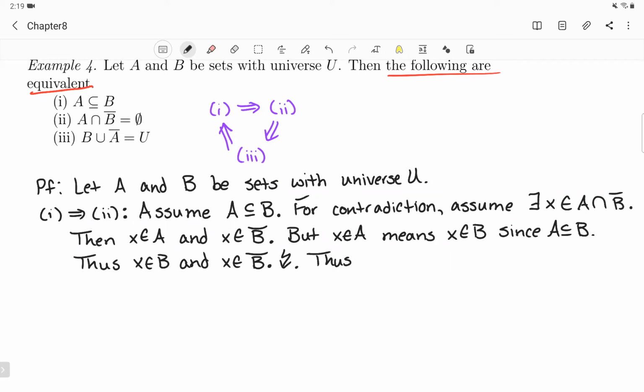Okay. So thus A intersect B complement must be empty.